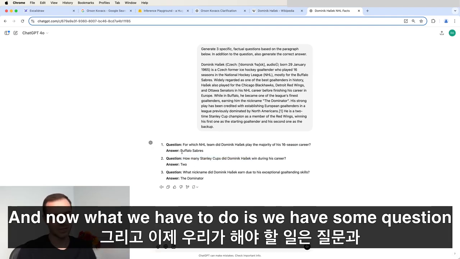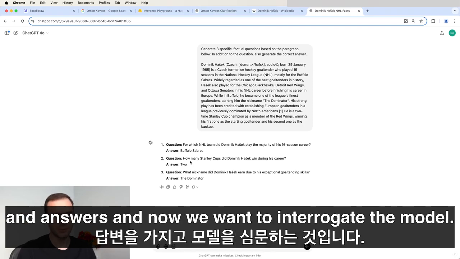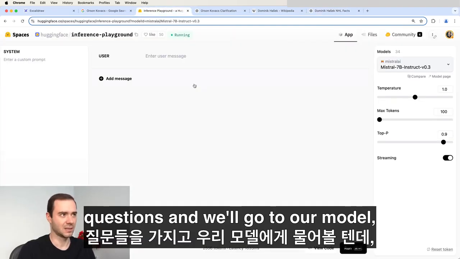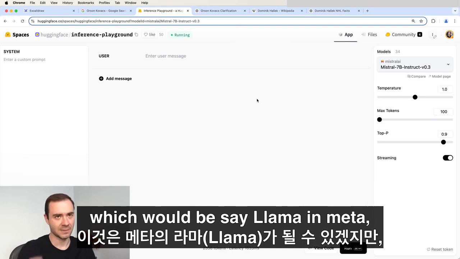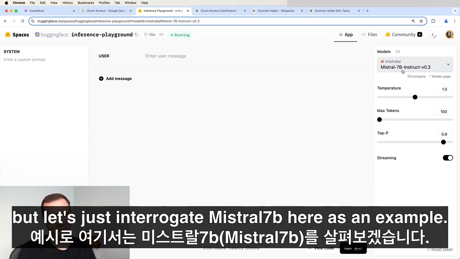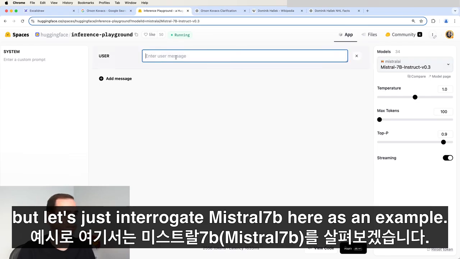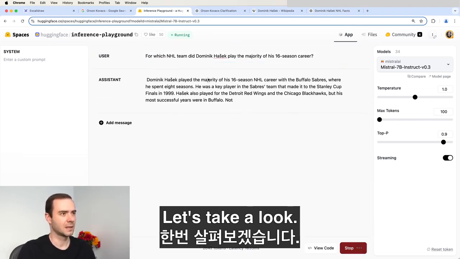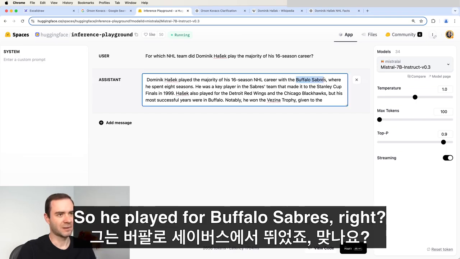And now we have some questions and answers, and we want to interrogate the model. Roughly speaking, we'll take our questions and go to our model, which would be, say, Llama in Meta. But let's just interrogate Mistral 7B here as an example. That's another model. So does this model know about this answer? Let's take a look.